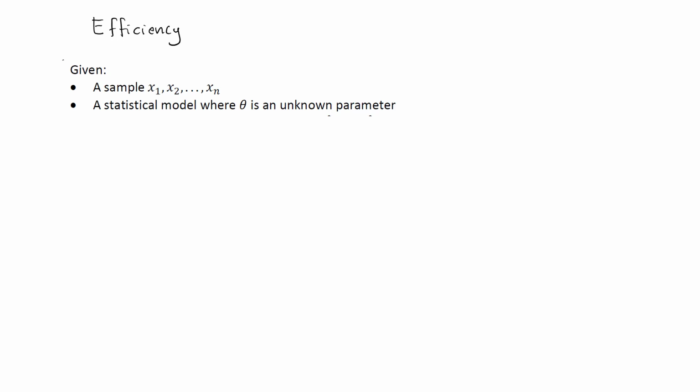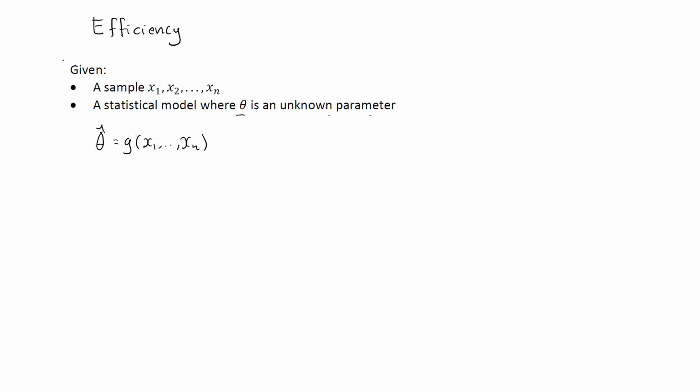If I have a sample x1 through xn and I have a statistical model with an unknown parameter theta, then statistics is all about drawing inference about this theta based on my sample, so I can create an estimator of theta, which is a statistic, that is, it's a function of the sample. Just because I create an estimator of an unknown parameter doesn't mean that it's a good estimator. I want my estimator to use the sample efficiently and return a number as close to theta as possible.